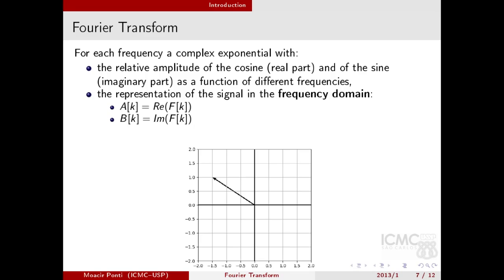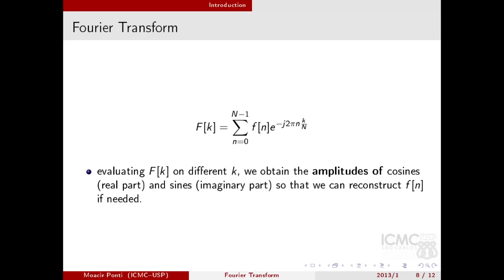I can see each one of these values that I evaluate as a vector in a real and imaginary plane, in which I show you a of k as the real part of the signal and b of k as the imaginary part of the signal. This vector can tell us some important information about that specific frequency in the signal. By evaluating f of k on different values of k, we can obtain the amplitudes of cosines, which is the real part, and sines, which is the imaginary part, so that we can reconstruct f of n if needed.